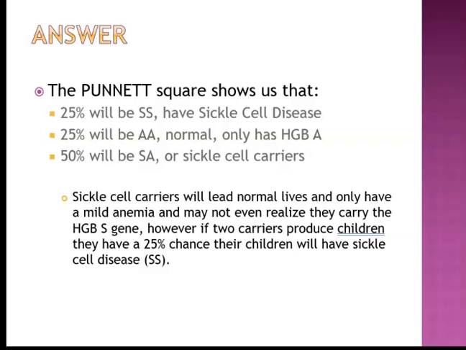Here's just a review of the possibilities for our Punnett square. And just a note for the sickle cell carriers, most sickle cell carriers lead normal lives and only have very mild anemia symptoms. They may not even realize that they are a carrier of that sickle cell gene. However, if two carriers of the sickle cell gene produce children, they do have a 25% chance of having a child with the sickle cell disease.